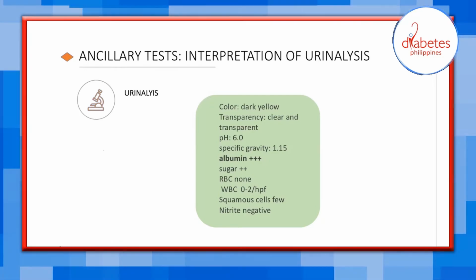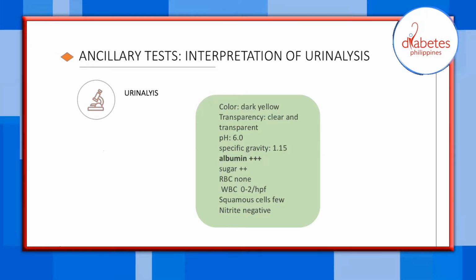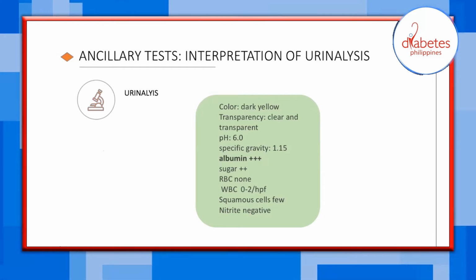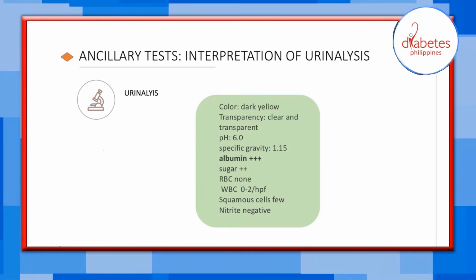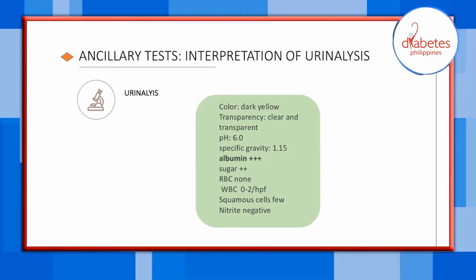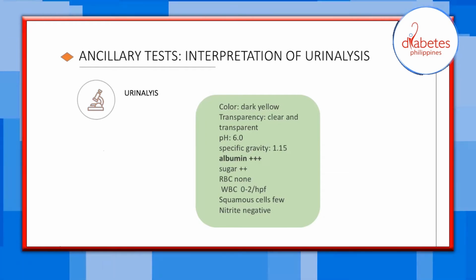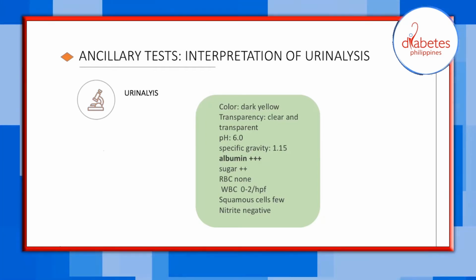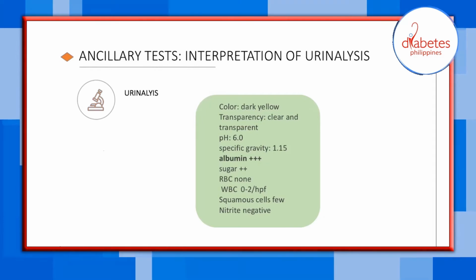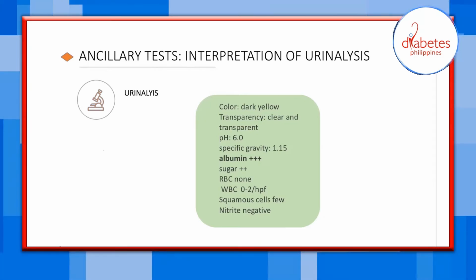For the albumin, protein is normally not found in the urine, except in episodes of fever, hard exercise, pregnancy, some diseases, especially kidney disease, which we will further discuss later. For the sugar, in patients with normal kidney function, significant glycosuria does not generally occur until the plasma glucose concentration exceeds 180 milligram per dL.